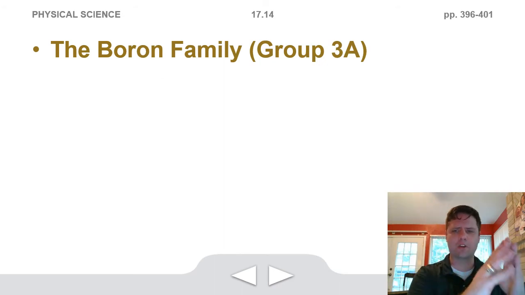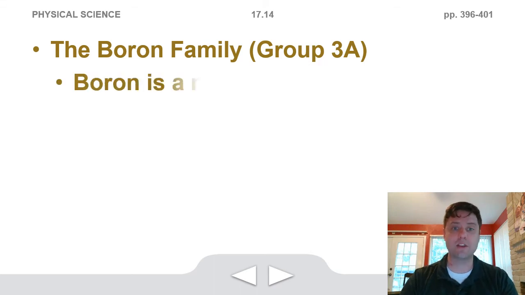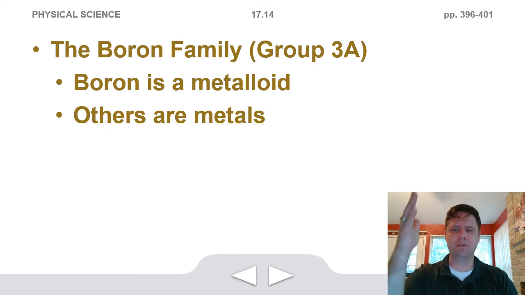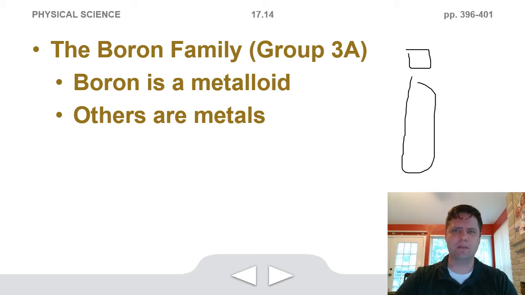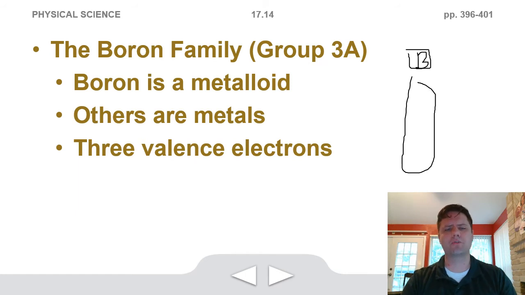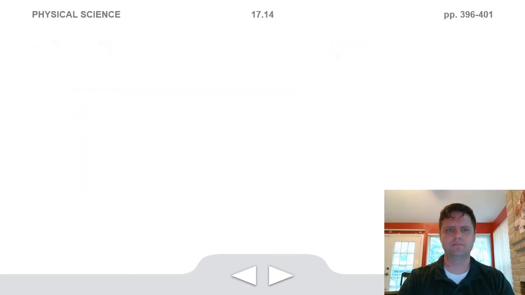The boron family, now we're going to skip over that transition group. The boron family in the third column, 3A, has 3 valence electrons. Boron itself is a metalloid, but everything else below boron is a metal. You may remember boron is part of the green stair step, but everything underneath boron is a metal. There are 3 valence electrons here, because remember, in group 3A, whatever the number there is, it tells you how many valence electrons there are.